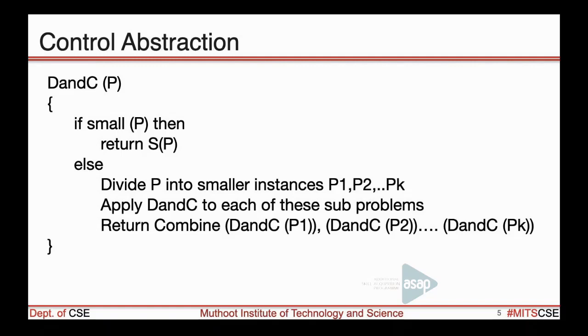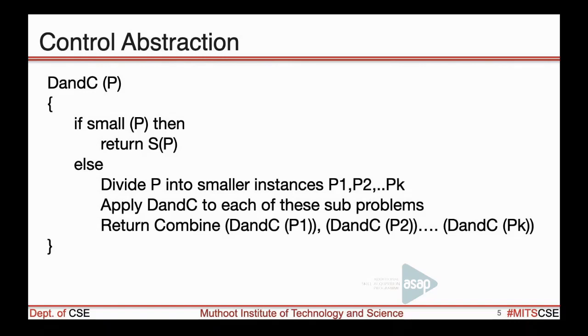Okay, so just see that. D and C stands for divide and conquer and P stands for the problem. If small(P), which means that if the problem is very small, then return S(P). If the problem is very small and I know the solution, you can return the solution. Okay, that is S(P).